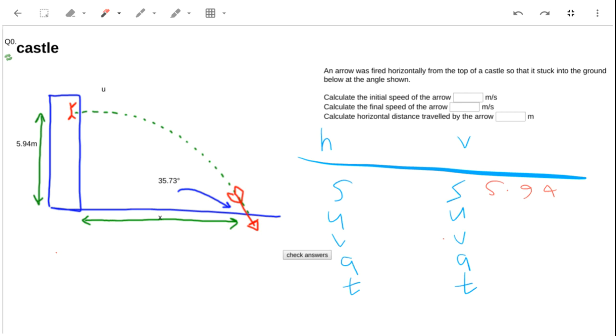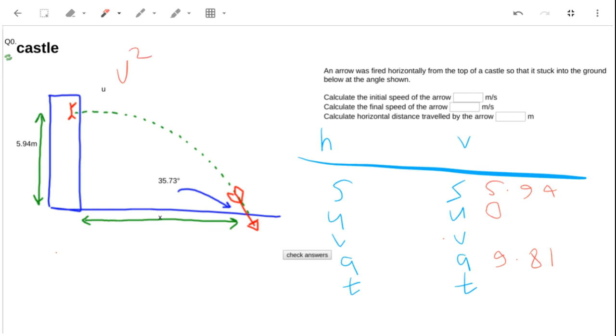We do know that, in fact, the initial velocity vertically was 0 because it was fired horizontally. And we do know the vertical acceleration. So we can work some things out. We might as well have a go at that. We could use v squared equals u squared plus 2as to work out the final vertical velocity. So I'm going to do that now.